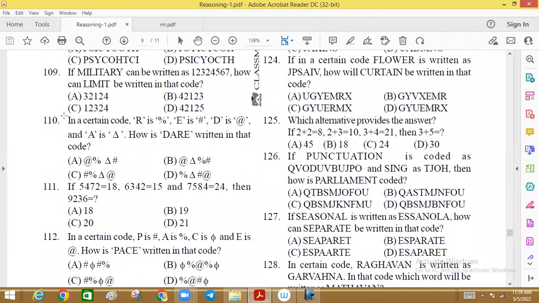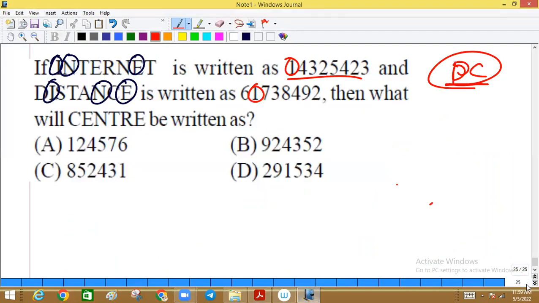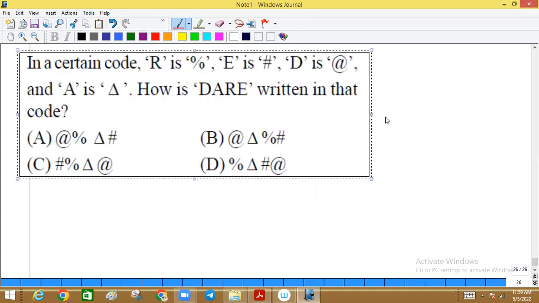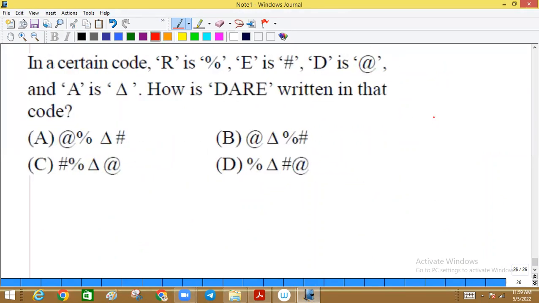Yes, write down the next one. Whenever you see symbols, symbols also indicate it's a direct coding pattern. So remember that whenever we see symbols, it also indicates a direct coding question. For example, if you see here, R is coded with percent. Here at the rate, hashtag, D, at the rate, A, triangle. D is coded as how much? So obviously D is coded as at the rate, A, triangle or percent. So this is the answer.